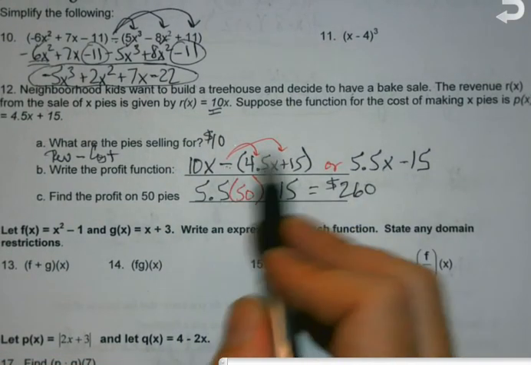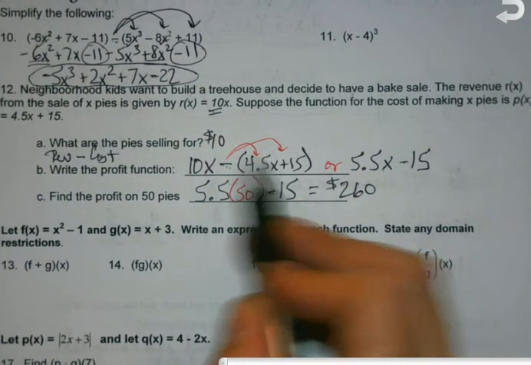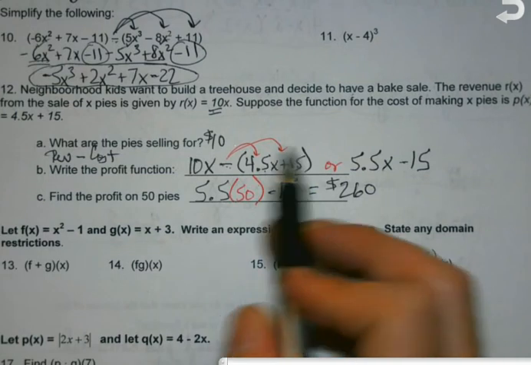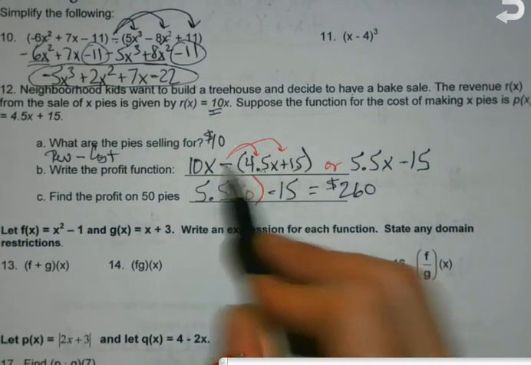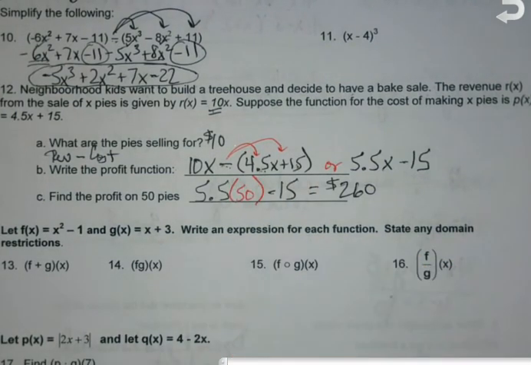Because when I'm subtracting this whole quantity, that negative distributes to both of these. So I have negative 4.5 and negative 15 there. If I don't put the parentheses, I'd end up with 5.5x plus 15, and that'd throw me off. So I've got to make sure I distribute that negative through there. Because otherwise, yeah, I'd end up thinking I had $290 instead. That's not true.